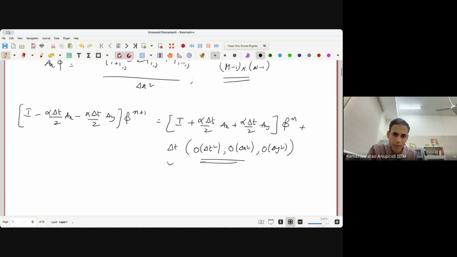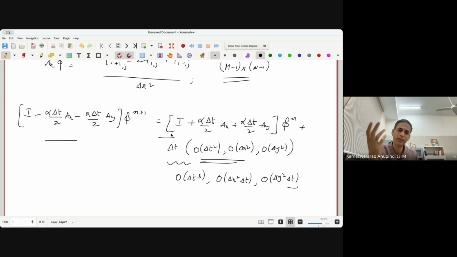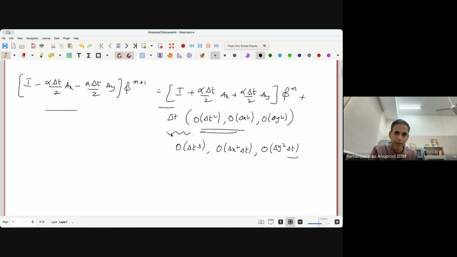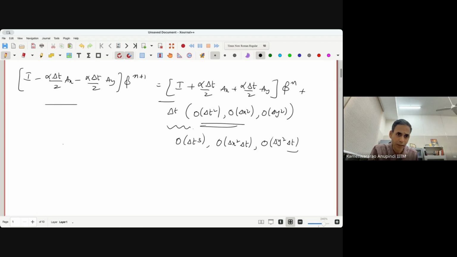So that means the truncation error we have now is actually order delta t cube, and then order delta x square delta t, and order delta y square delta t. Okay, that is the new truncation error that we have, because it's being multiplied with order delta t. Now we have not done much here. We have just rewritten this form in a matrix form. That's all, the same equations. So nothing new has been done here. But then I will now do something here.